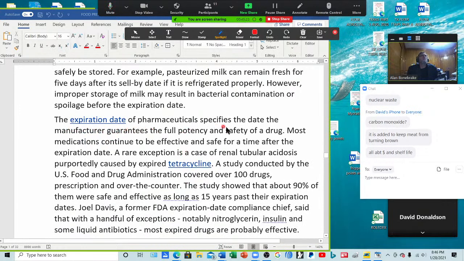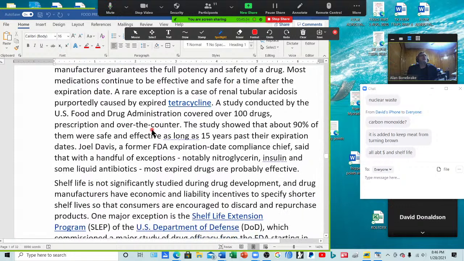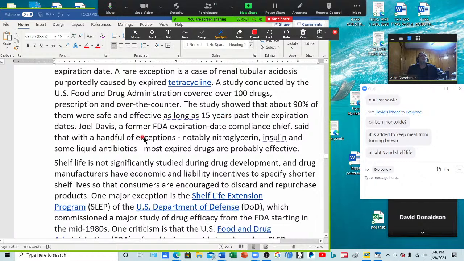Expiration date of pharmaceuticals specifies the date the manufacturer guarantees the full potency and safety of a drug. Most medications continue to be effective and safe for a time after the expiration date. A rare exception is a case of renal tubular acidosis reportedly caused by expired tetracycline. A study conducted by the U.S. FDA covered over 100 drugs, prescription and over-the-counter. The study showed that about 90% of them were safe and effective for as long as 15 years past their expiration dates.